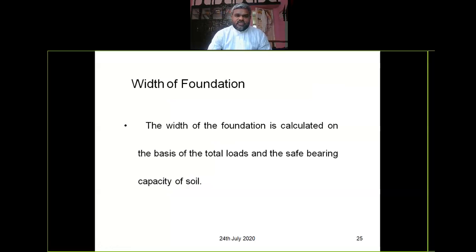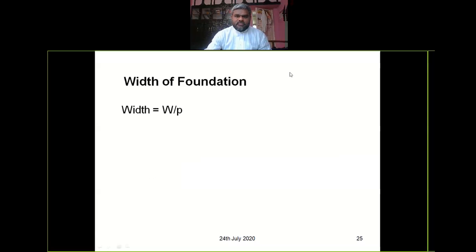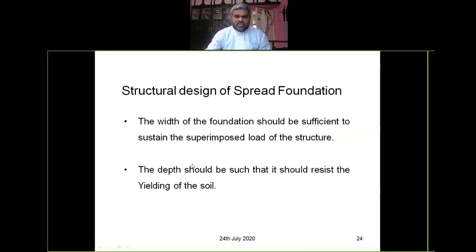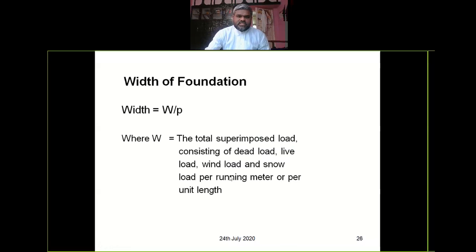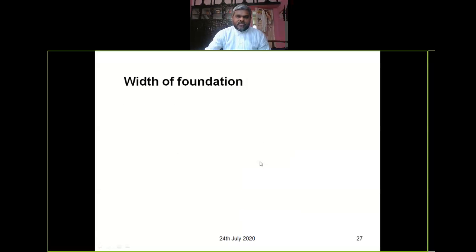the yielding of the soil. So the width of the foundation is calculated on the basis of the total loads and the safe bearing capacity of soil, and width of foundation is given by W by P, where W is the total superimposed load consisting of dead load, live load, wind load, and snow load per running meter or per unit length. P is the safe bearing capacity of the soil.